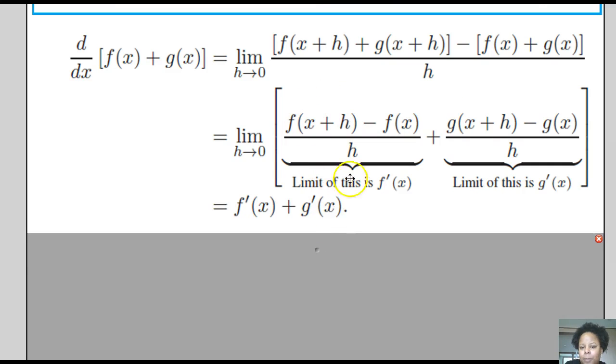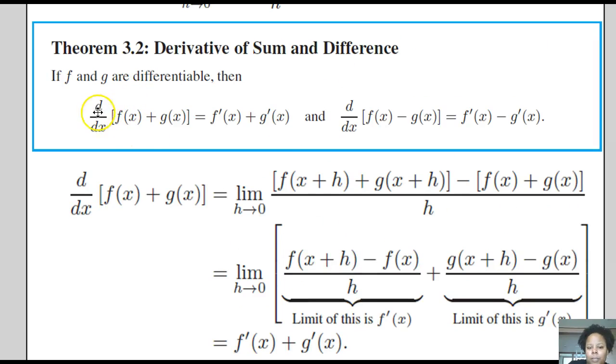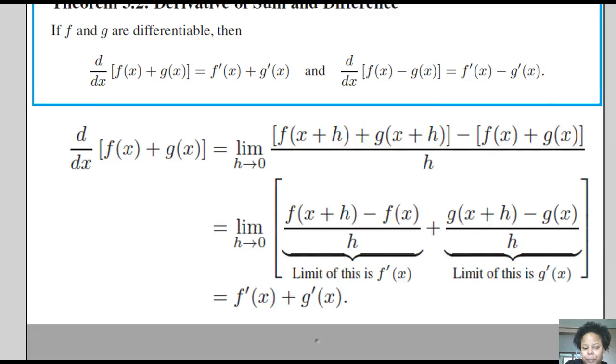We end up with the definition of the derivative of f at x and the definition of the derivative of g at x. So that works not only for the sum of two differentiable functions, it also works for the difference of two differentiable functions. And here's the reason why.